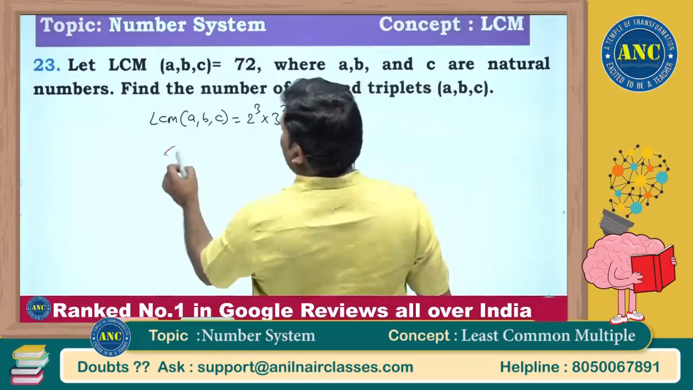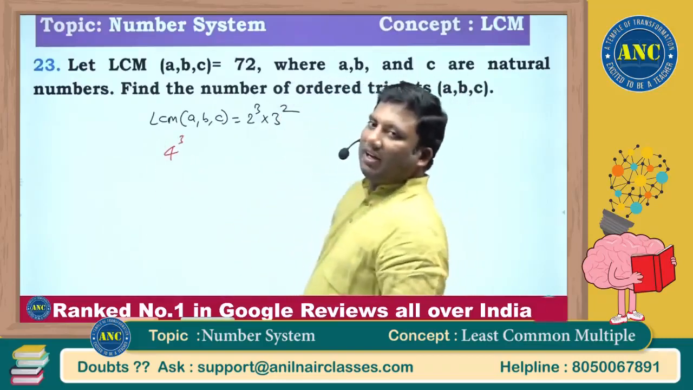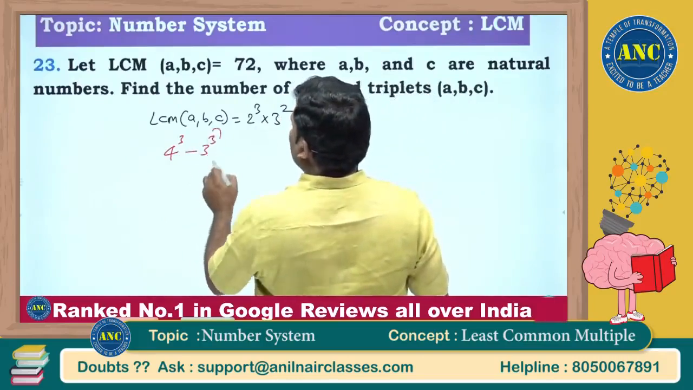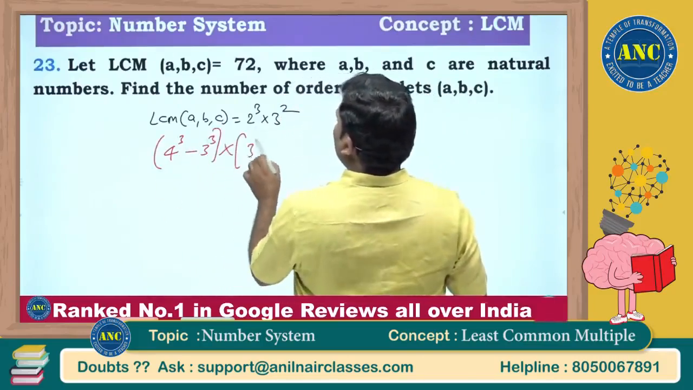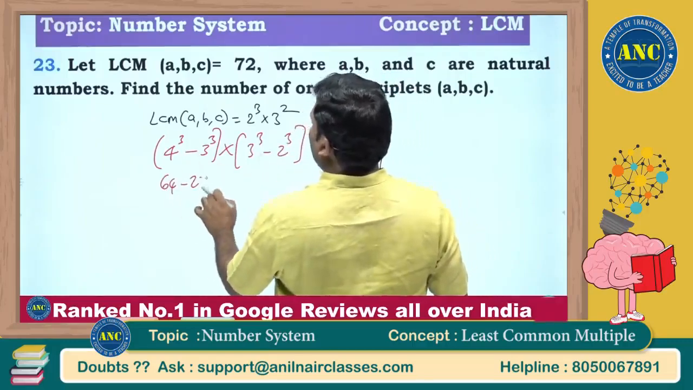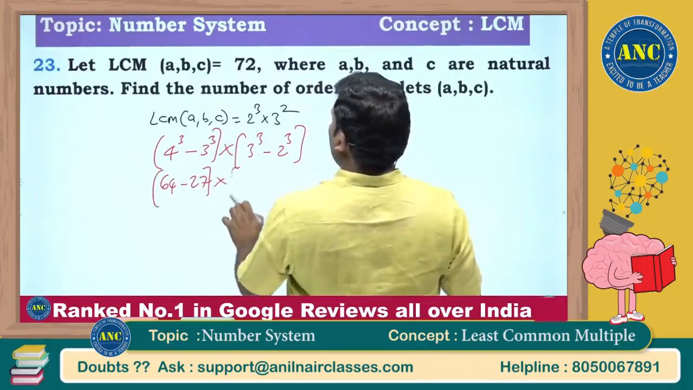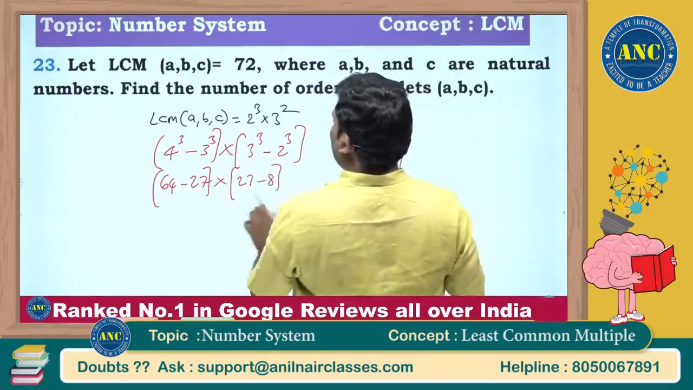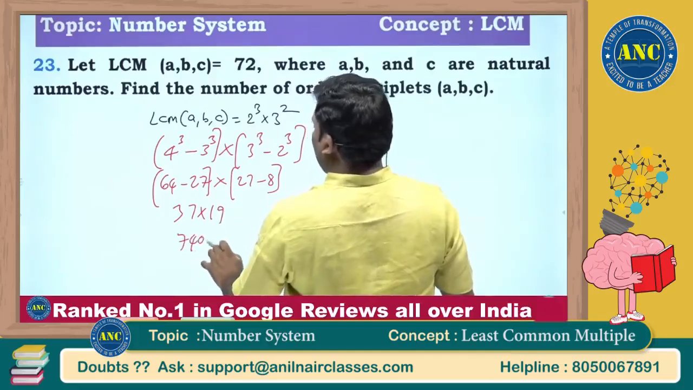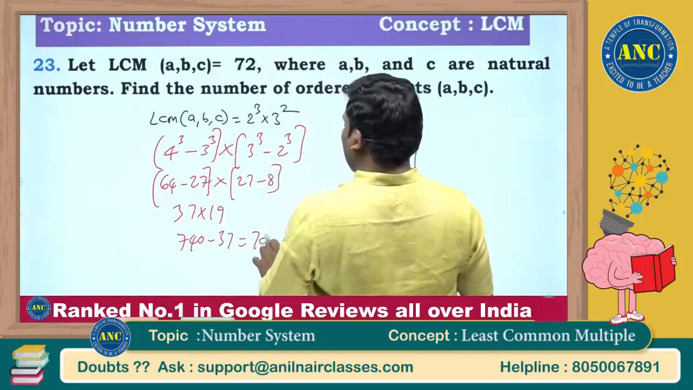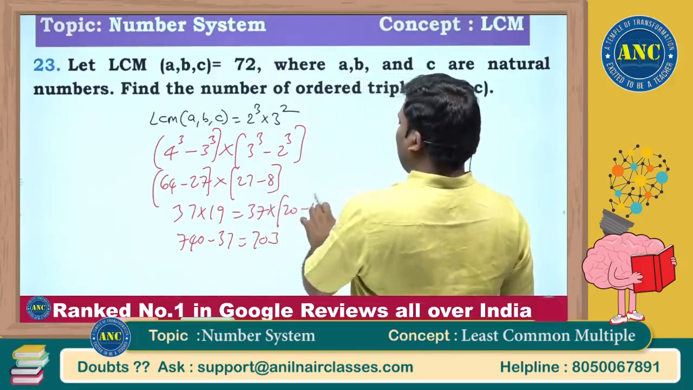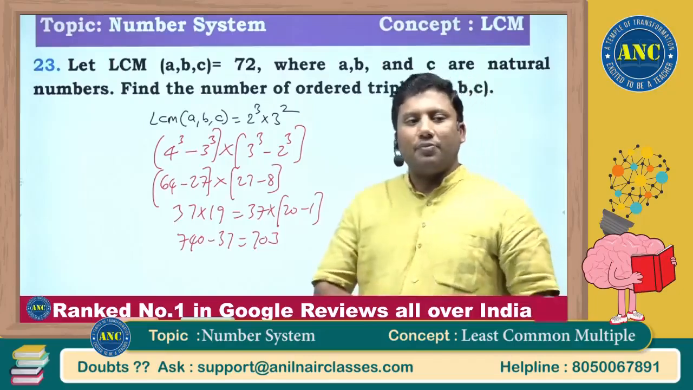So directly, by the time your friend is writing the first step, you are done. 0 to 3 gives 4 cube minus 3 cube, and 0 to 2 gives 3 cube minus 2 cube. That is 64 minus 27 into 27 minus 8, which is 37 into 19, that is 740 minus 37, 703. Why? Because 19 can be written as 20 minus 1.